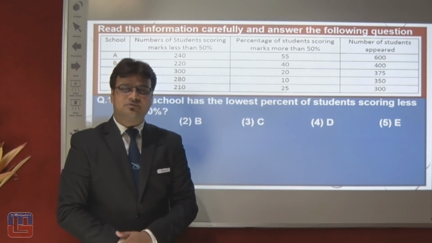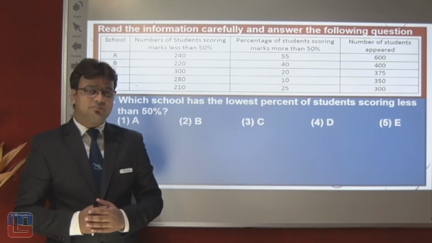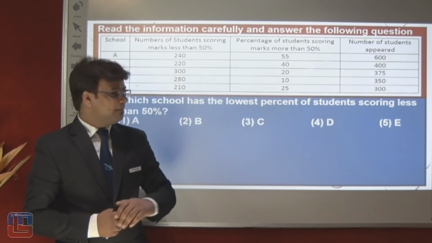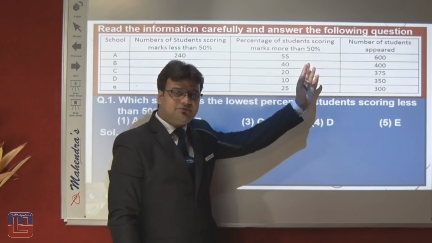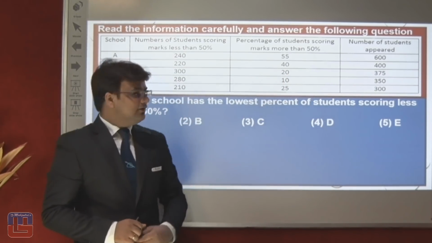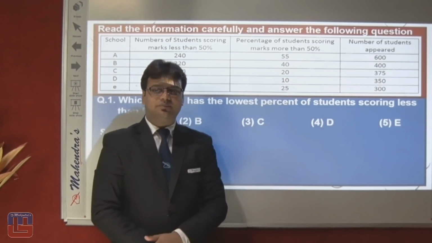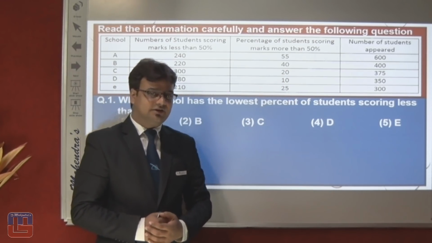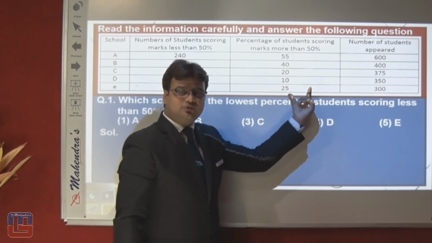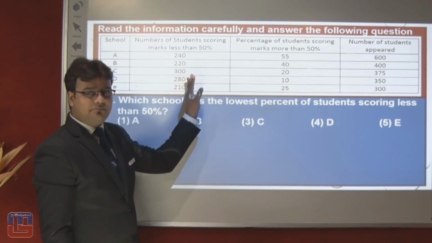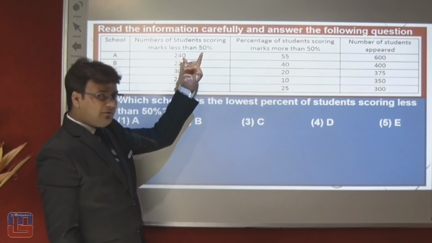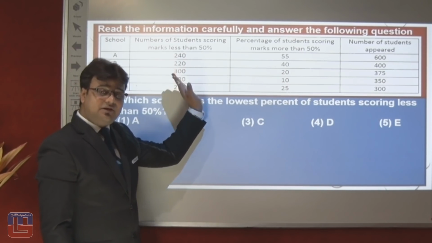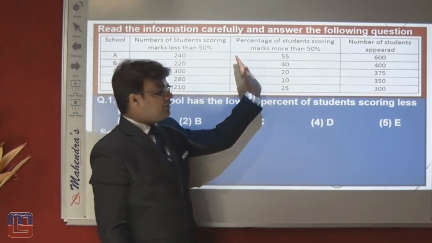And in the next column, the percentage of students scoring marks more than 50%. That is a percentage. That means 55% of 600, similarly 40% of 400, 20% of 375, 10% of 350 and 25% of 300. That is a percentage of students, and the other is a number of students. See, here the number of students is less than 50%, and here more than 50%.